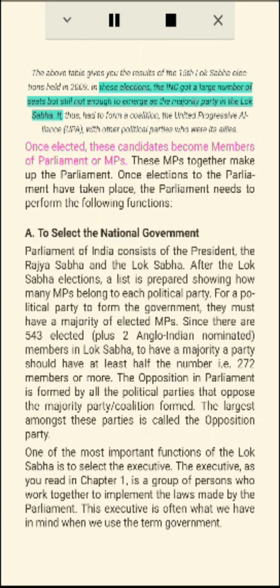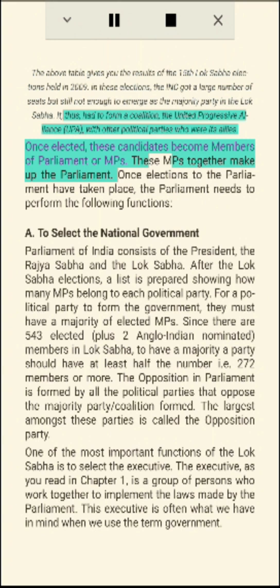The above table gives you the results of the 15th Lok Sabha elections held in 2009. In these elections, the INC got a large number of seats but still not enough to emerge as the majority party in the Lok Sabha. It thus had to form a coalition, the United Progressive Alliance (UPA), with other political parties who were its allies. Once elected, these candidates become members of Parliament or MPs. These MPs together make up the Parliament.